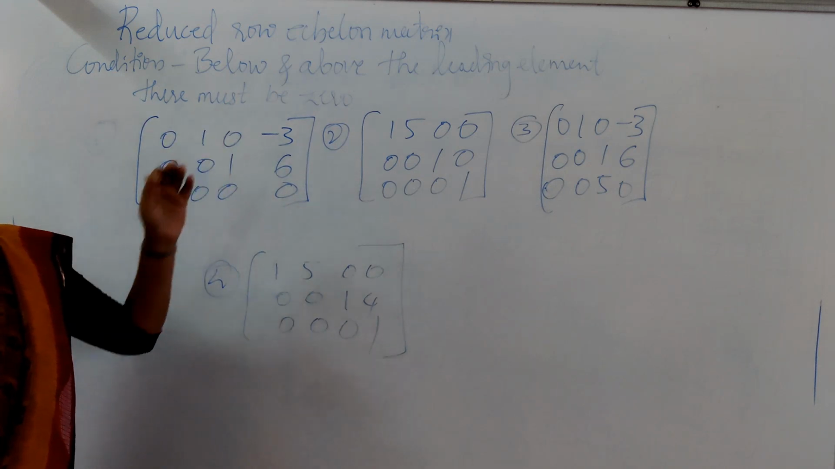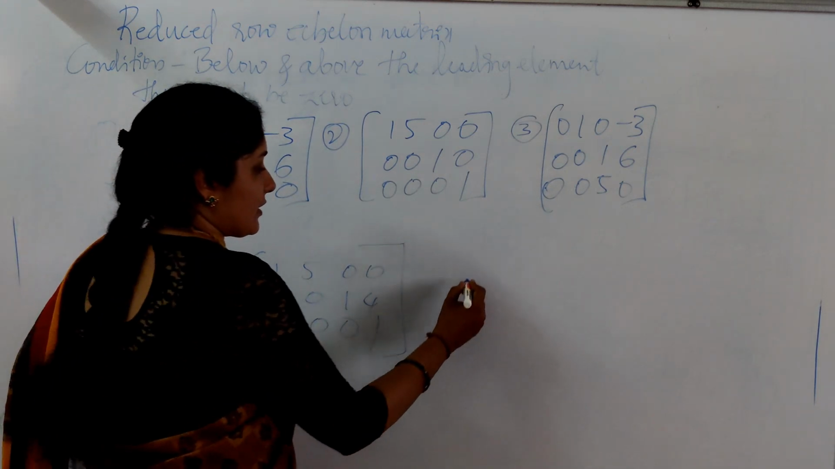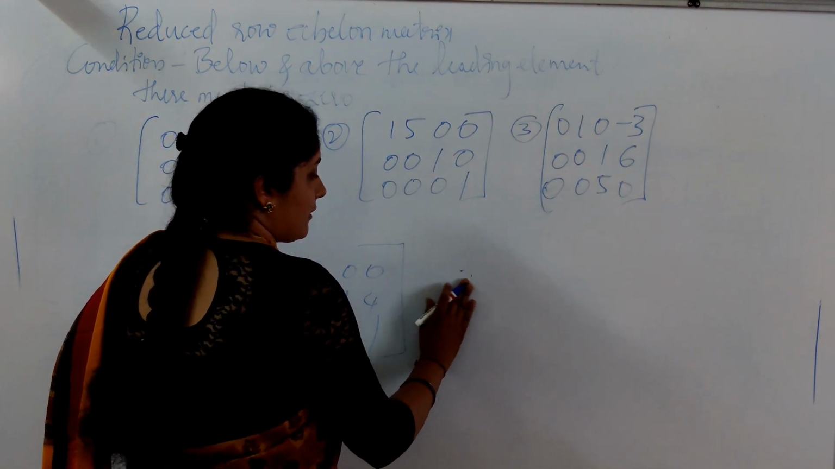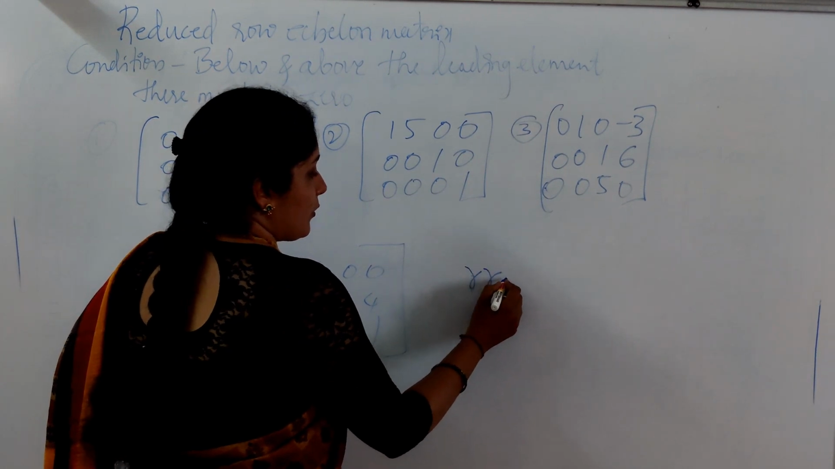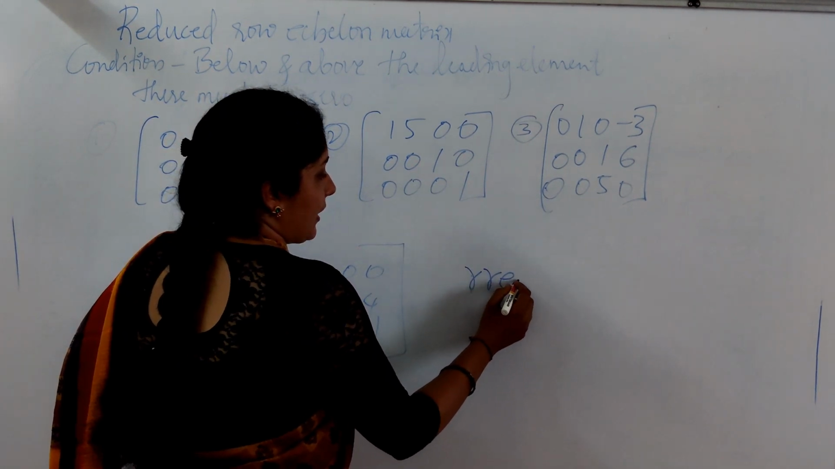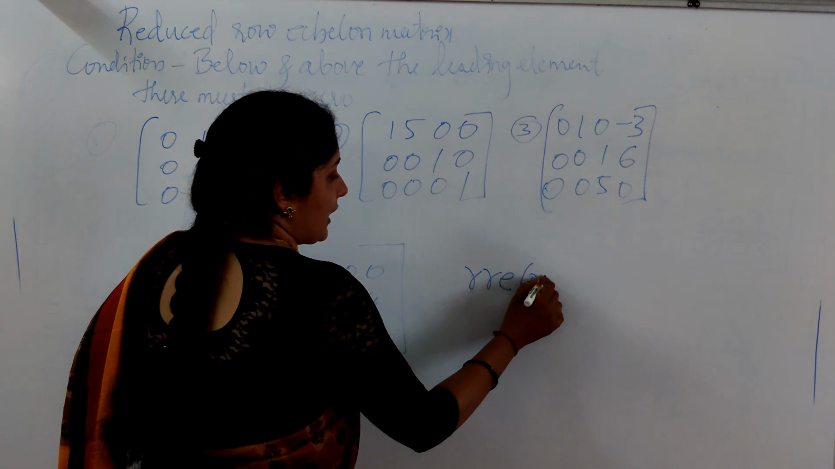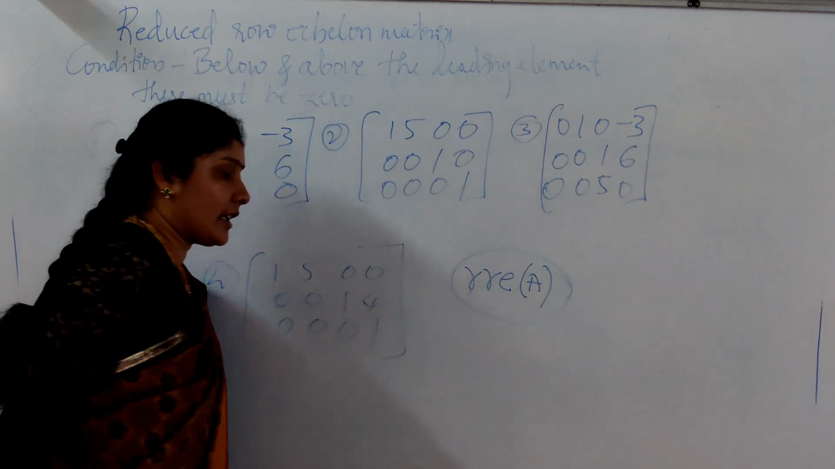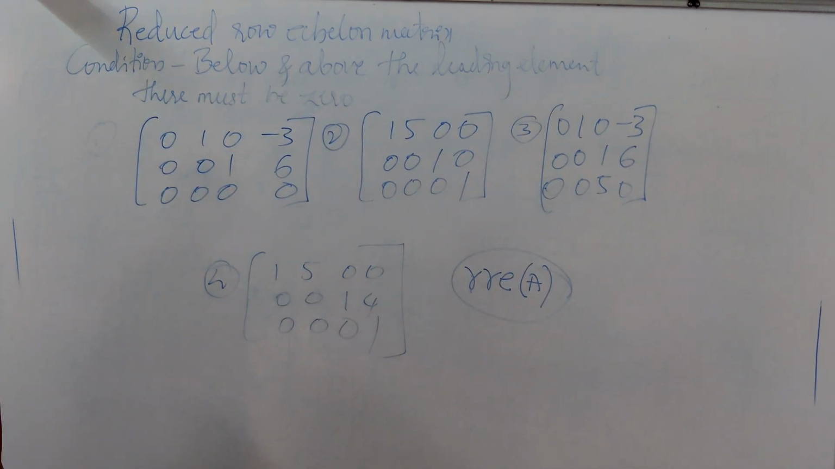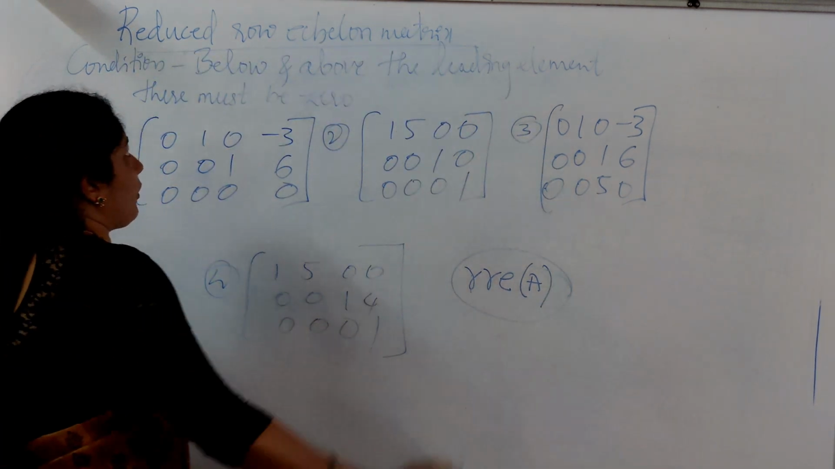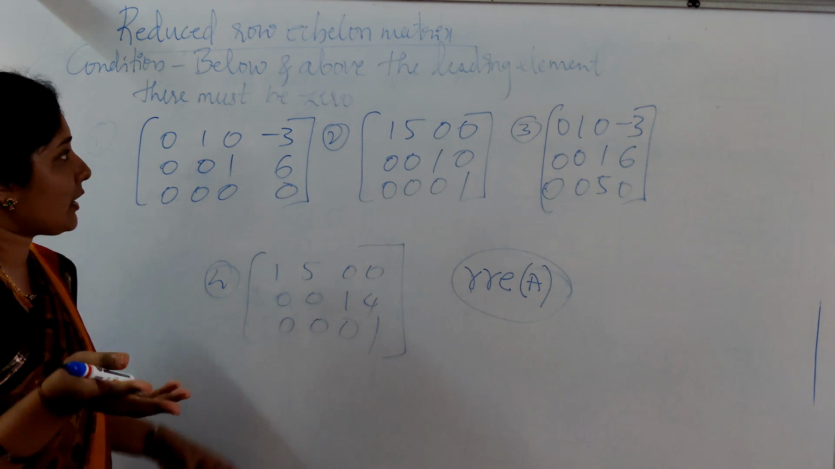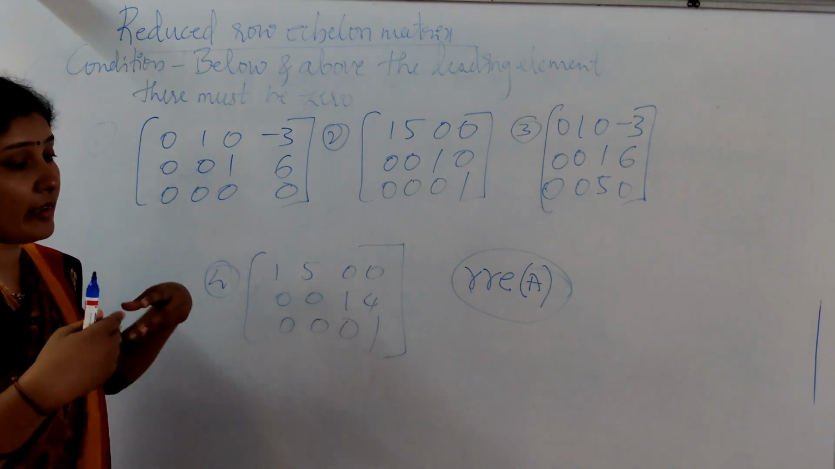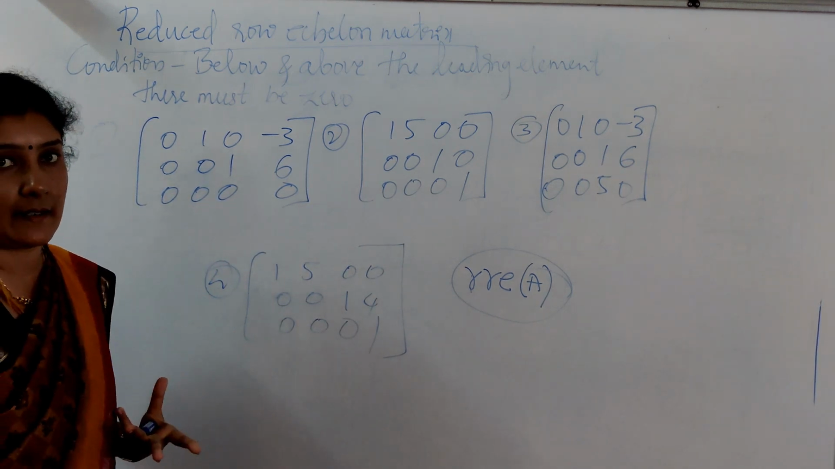So this is how to know whether the given matrix is row echelon or not. Now, the reduced row echelon matrix is written like this. We got to know how to find out a row echelon matrix. Now we have to know how to find out a reduced row echelon matrix.